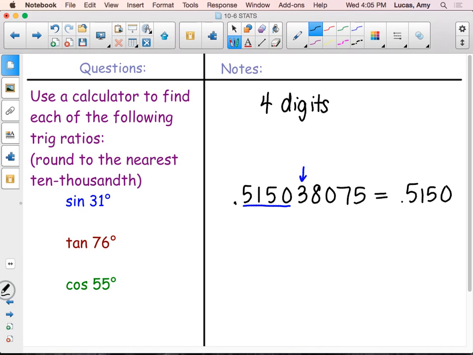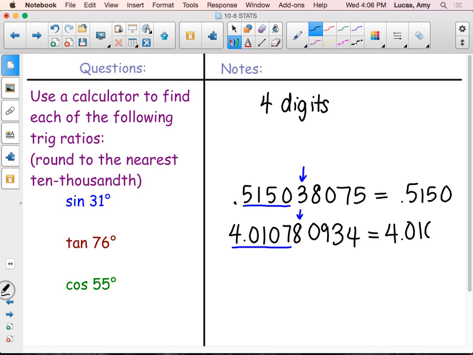Okay, my next one, tan 76, says 4.010780934. 4 digits after the decimal point, right here. The 5th one is an 8, so that will round my 7, so it will be 4.0108. So it rounds my 7 up to an 8.